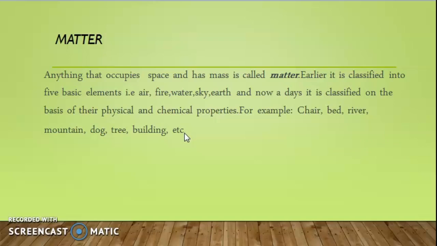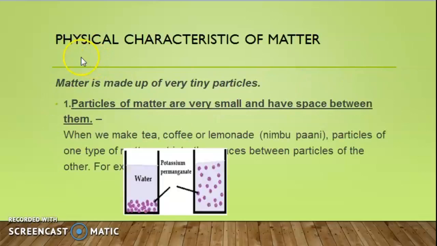Now let's discuss the characteristics of matter. Now, physical characteristics of matter. We know that matter is made up of very tiny particles, and the name of that tiny particle is atom. About the atom we will discuss later on. Let's start our main topic. The first topic is: particles of matter are very small and have space between them.